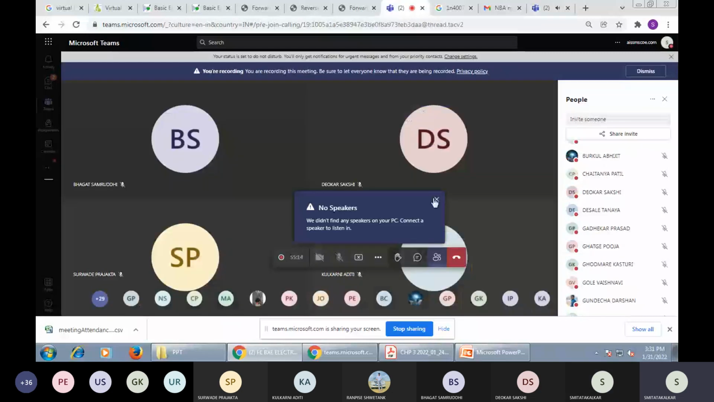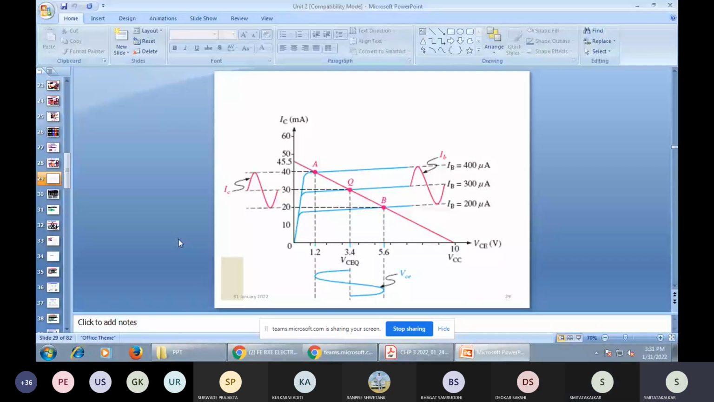Hello, students, any doubt in biasing of the circuit? No, ma'am. Then all of you understood for the common emitter configuration why we use the BJT or the transistor as a switch. Yes, it is an amplifier circuit. Okay. Thank you all for replying.